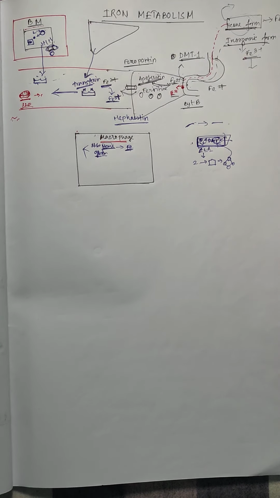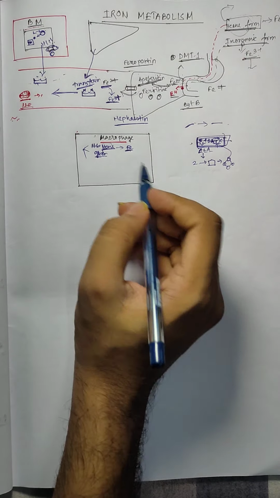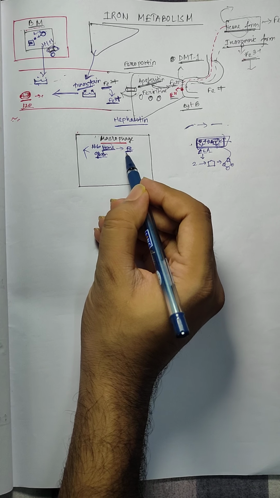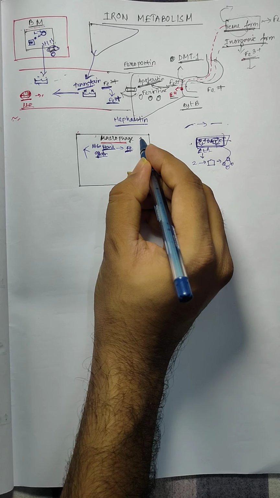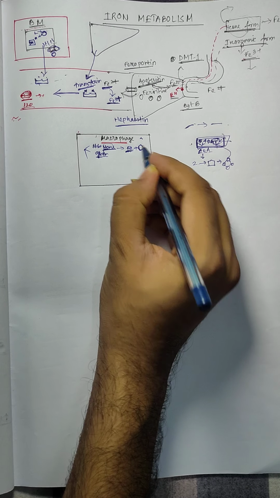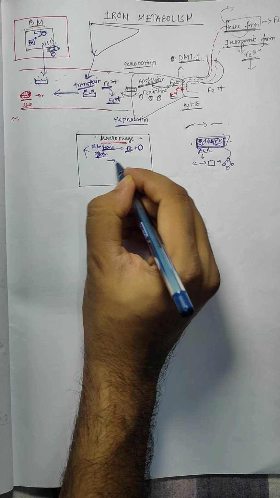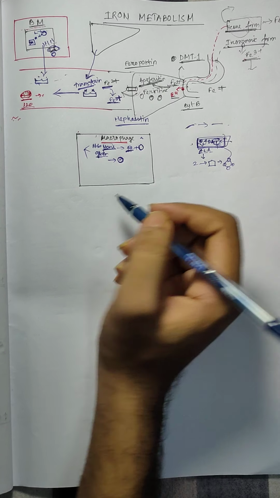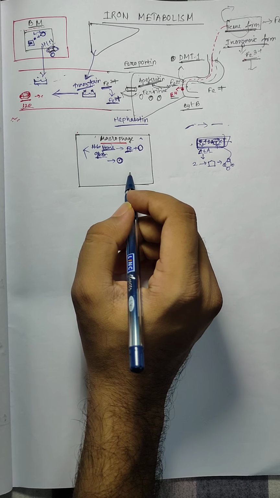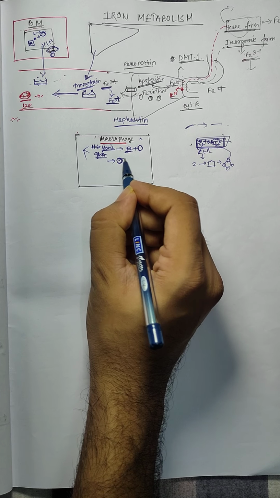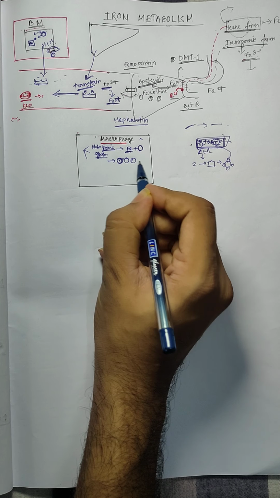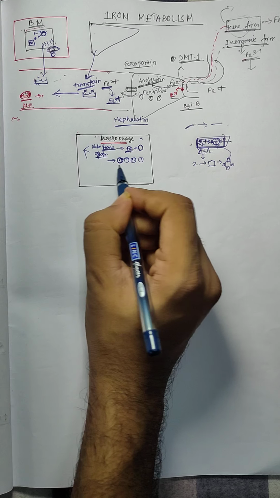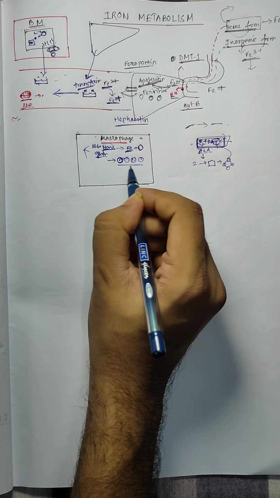So this iron part is ultimately bound with ferritin. Apoferritin, and then formation of ferritin. Then sometimes a lot of ferritin is formed within the macrophage, and this can lead to formation of hemosiderin.